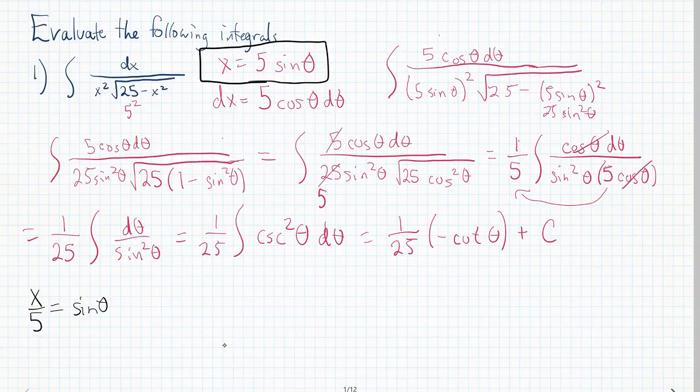And what that allows us to do is draw a triangle. So we have some angle theta, and sine is opposite over hypotenuse, so that means the x goes on the opposite side and the 5 goes on the hypotenuse. So that means that over on this side, using the Pythagorean theorem, this side plus x squared equals 5 squared. So if you want to solve for this side, it would be 5 squared minus x squared, taking the square root of that, and 5 squared we can more easily write as just 25.